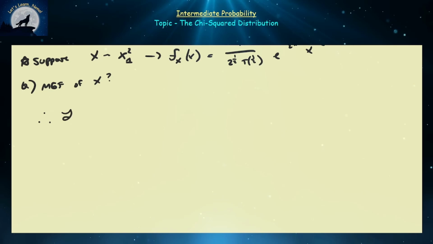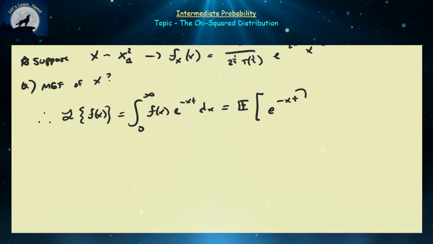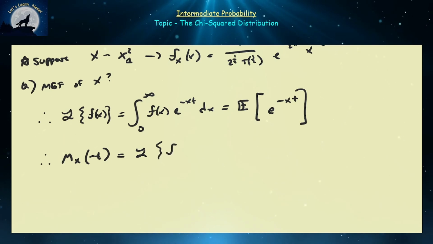So recall that the Laplace transform of a function f is equal to the integral from 0 to infinity of f of x e to the minus x t dx, and this is going to be equal to, by definition, the expectation of e to the minus x t, provided that the random variable is supported on 0 to infinity. So just from this definition, we can clearly see that the moment generating function for x evaluated at minus t is just equal to the Laplace transform of the probability density function.